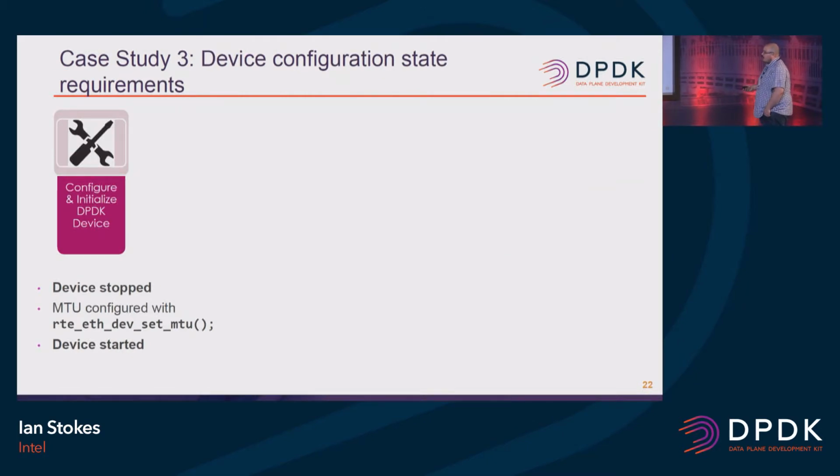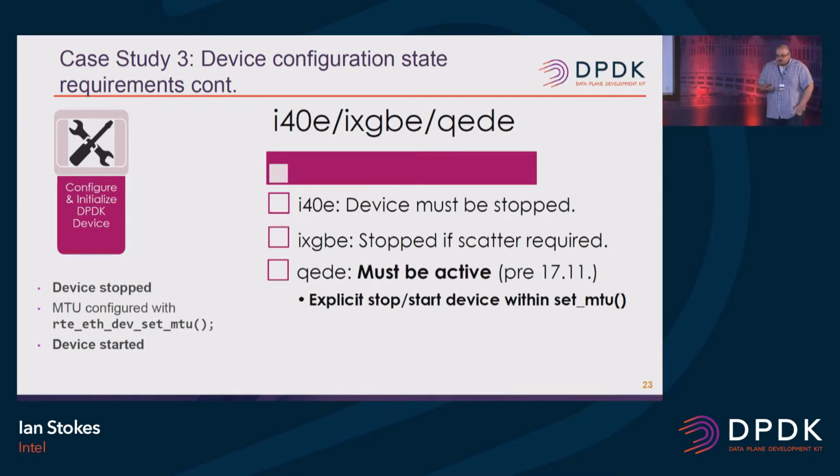And I suppose the last case we look at, case study 3, is device configuration state and requirements. So we said the third and final stage of OVS DPDK when it's configuring the MTU would be that the device is being stopped. I need to set my MTU, initialize a bunch of other things like your RX queues, and then you'll start your device, and that's fine. So in testing about a year ago, this worked for i40 and iXGB. i40 has a requirement under the hood that the device is stopped. Otherwise, you get a device busy error if you try and set the MTU while it's running.